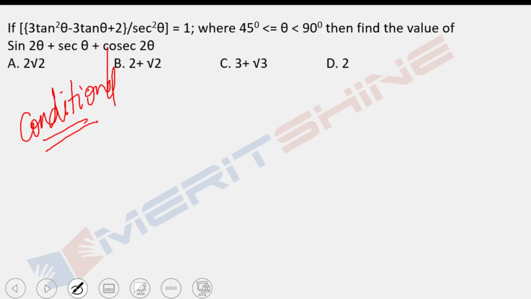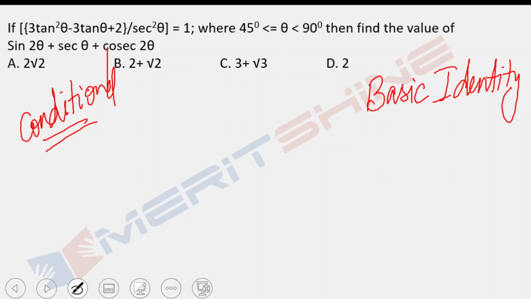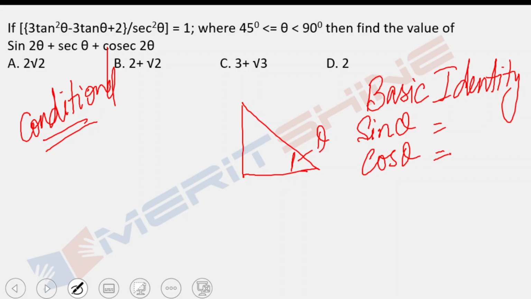Now first of all, I'll tell you a little about the resources that you need to solve the basic identity questions. As you know, trigonometry is based on the basic concept of the right angle triangle. So if you have a theta, the sin theta, the cos theta, what are they? I am sure that at this stage all of you know this. Sin theta is equal to perpendicular by hypotenuse, cos theta is base by hypotenuse. So that idea is something that you already have, I am assuming it.